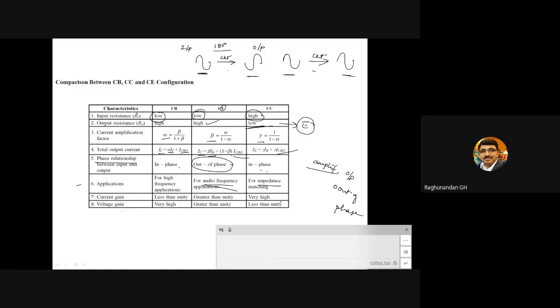Coming to the voltage gain, common base configuration is high, common emitter configuration is greater than unity, and common collector configuration is less than unity. So usually whenever we want voltage gain, we go for common emitter configuration. Whenever you want a current gain, we go for common collector configuration. But usually we will not prefer common collector configuration. We usually prefer common emitter configuration since its gain is greater than unity.